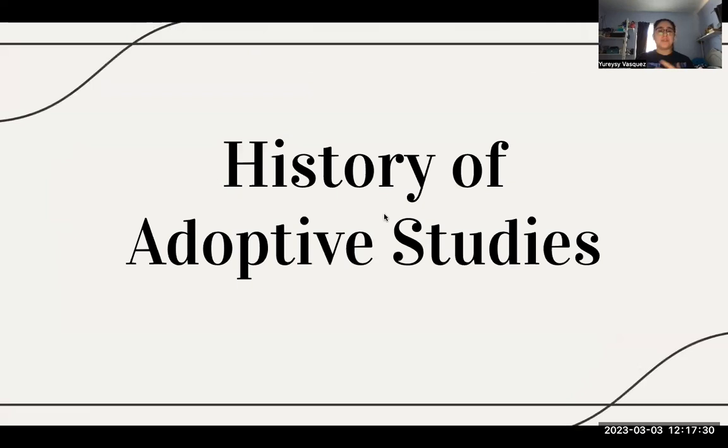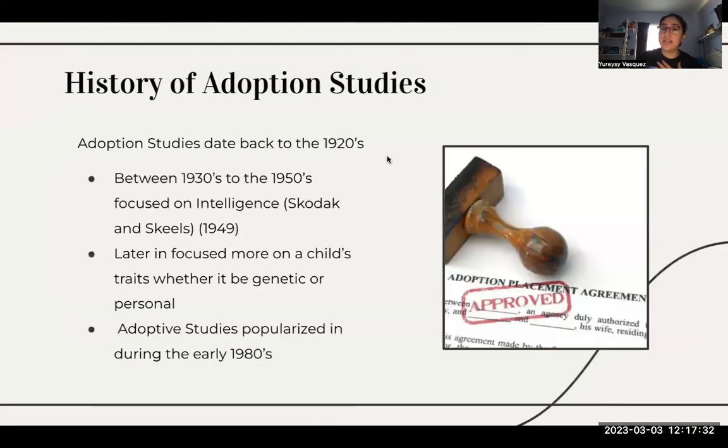So here's the history of adoptive studies. When I started looking into it, I didn't know that adoptive studies dated back around the 1920s, like late 1920s, early 1930s. There was this huge adoptive study in Sweden that took their adoption registry and used about 14,000 boys' files and adoptions. They used it for different things, like traits in irritable bowel syndrome, alcoholism, and criminal behavior.